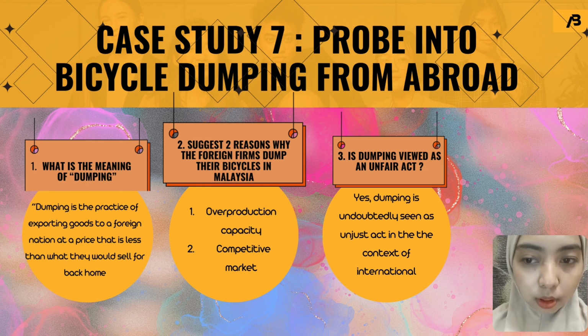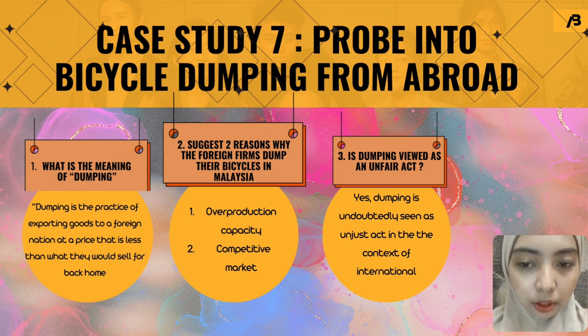Question number 2. Suggest 2 reasons why the foreign firms dump their bicycles in Malaysia. The first reason is overproduction. When foreign companies have more production than they can handle and need to get rid of extra inventory, they may resort to dumping. They might be able to recover some expenses and keep up production levels by offering their products for less in a foreign market.